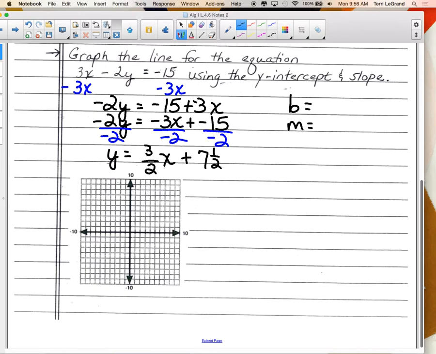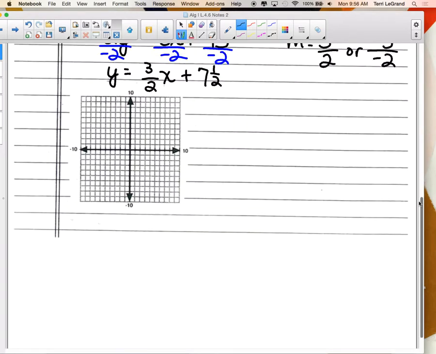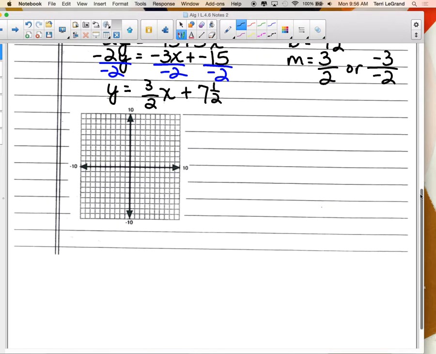B is 7 1/2, and m is 3/2. Okay, and when it's 3/2, what's our other option? Negative 3/2. They both will accomplish the same thing for us, won't they? Okay, so go ahead and get that graphed, and be careful with the fact that now you are not on intersections of integer values.